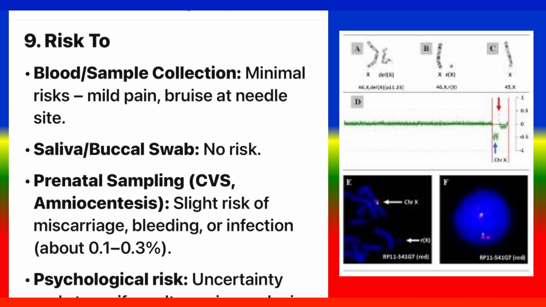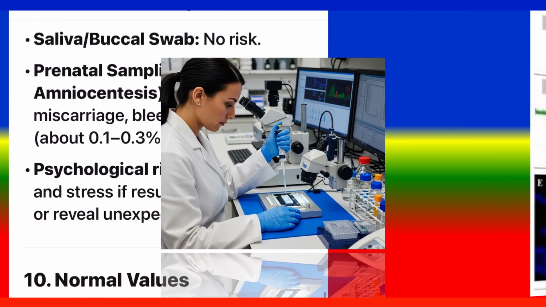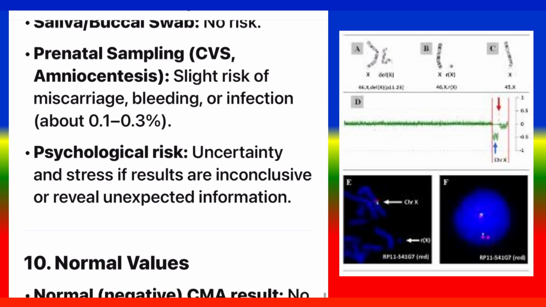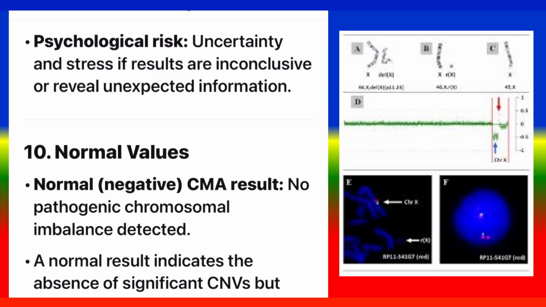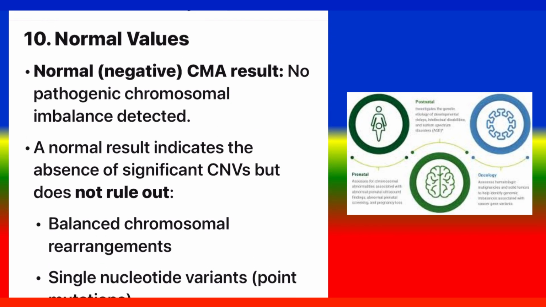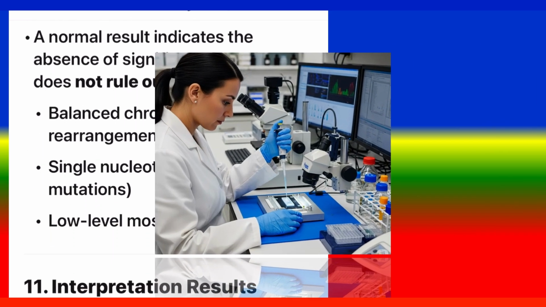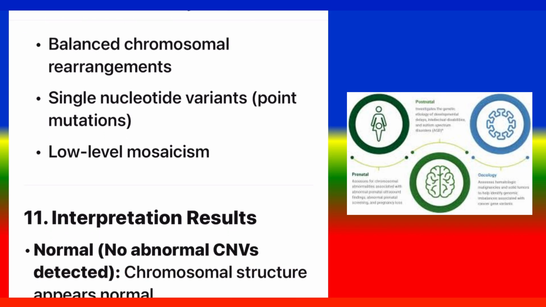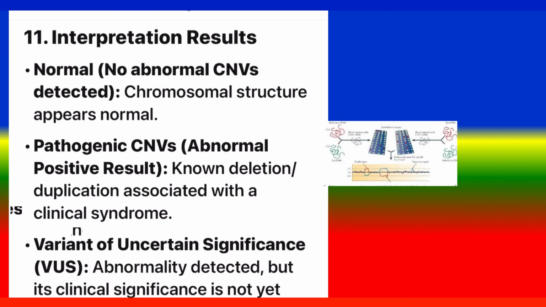9. Risks. Blood sample collection: minimal risks, mild pain, bruise at needle site. Saliva or buccal swab: no risk. Prenatal sampling, CVS or amniocentesis: slight risk of miscarriage, bleeding, or infection, about 0.1 to 0.3%. Psychological risk: uncertainty and stress if results are inconclusive or reveal unexpected information. 10. Normal values. A normal, negative CMA result means no pathogenic chromosomal imbalance detected. A normal result indicates the absence of significant CNVs but does not rule out balanced chromosomal rearrangements, single nucleotide variants, point mutations, or low-level mosaicism.